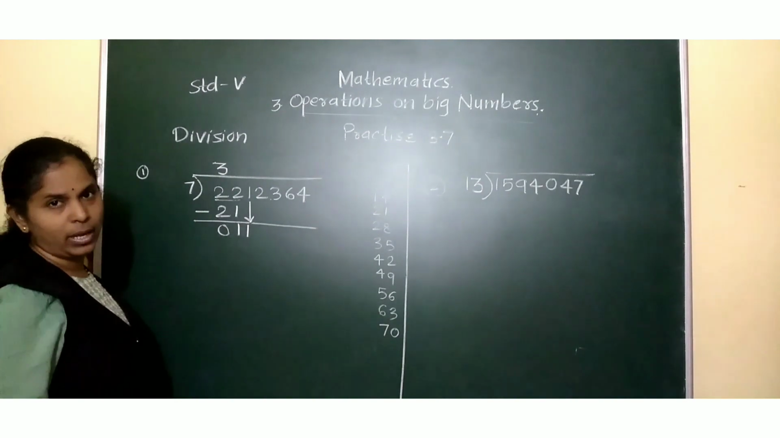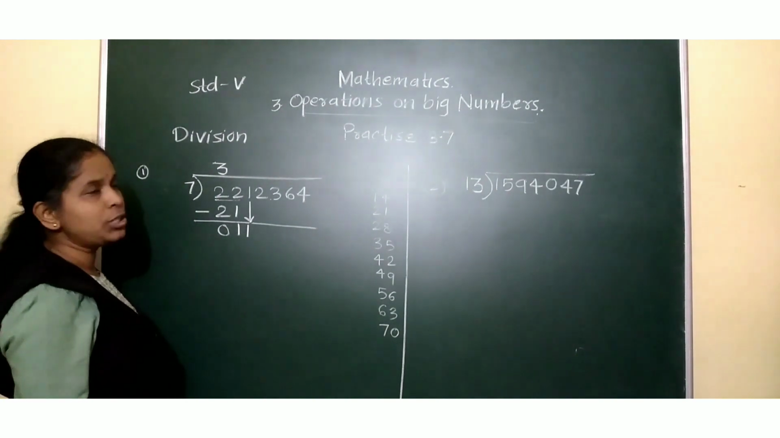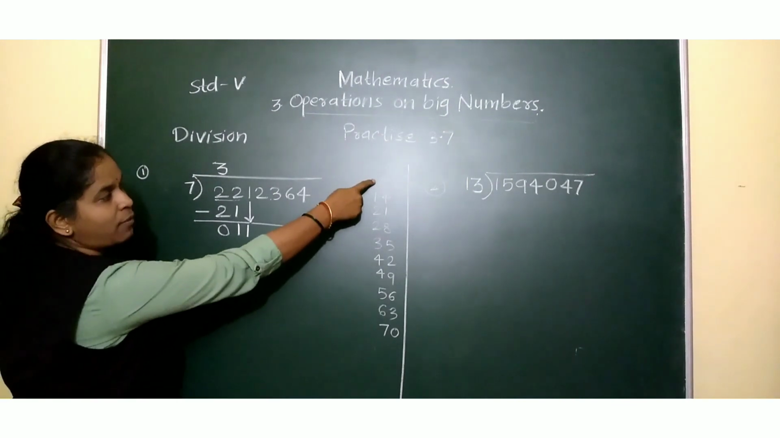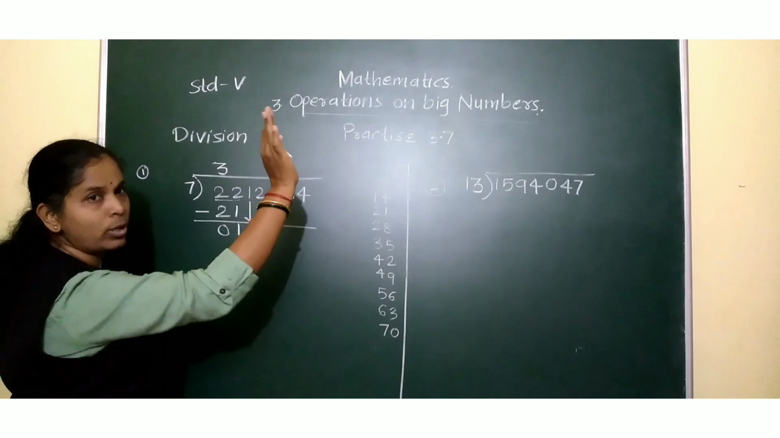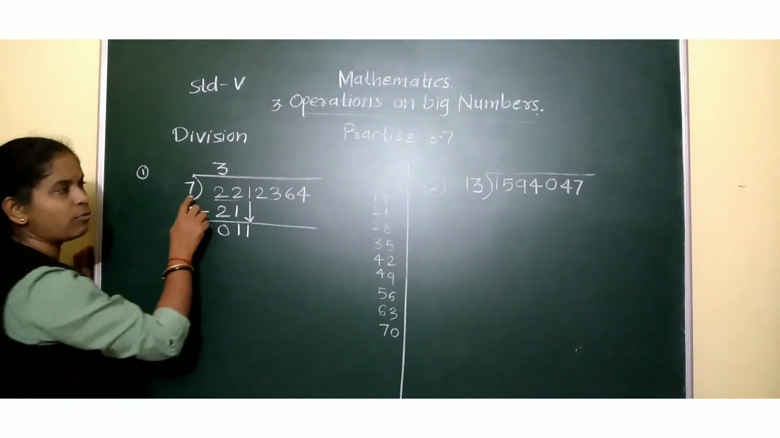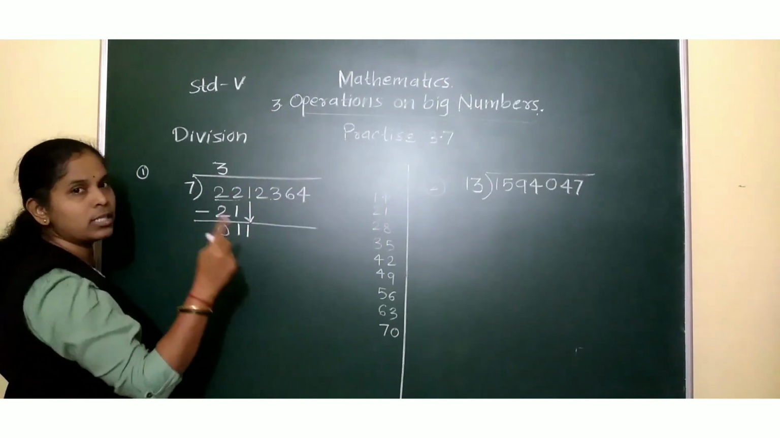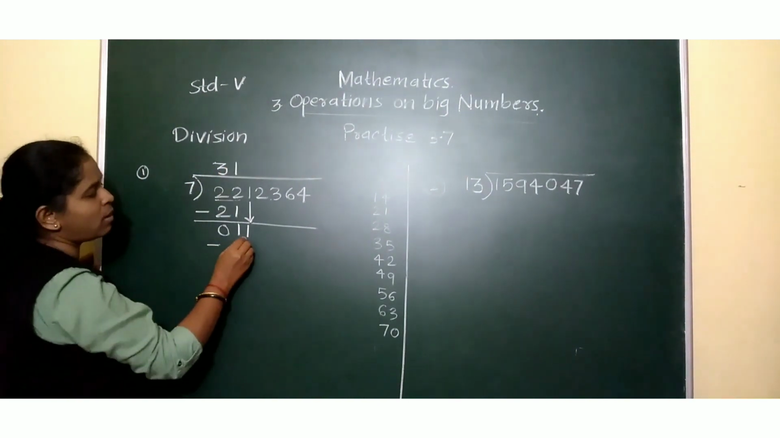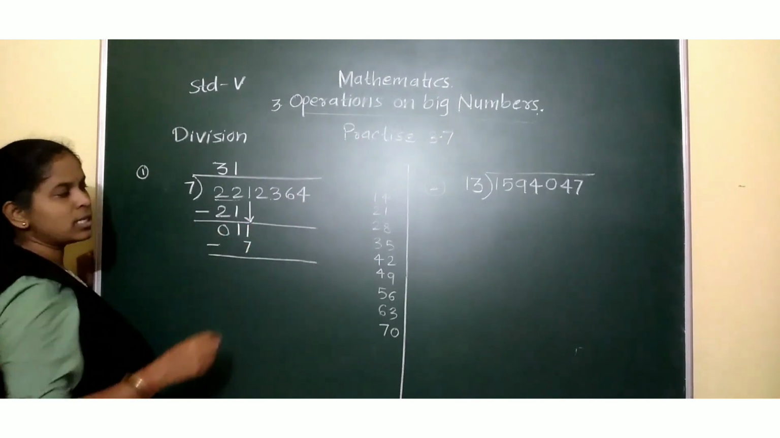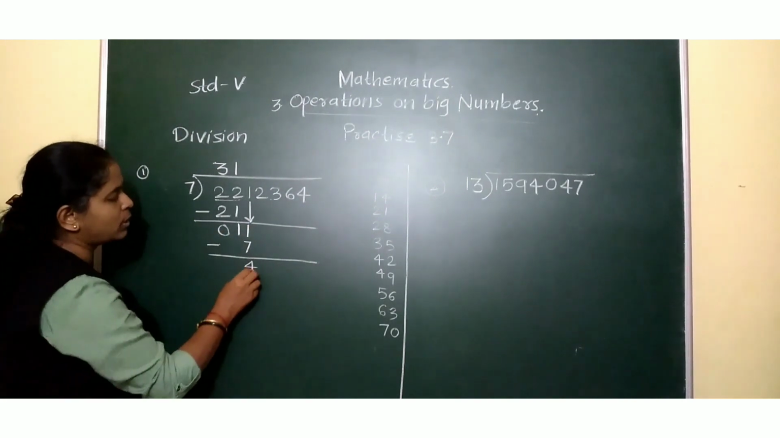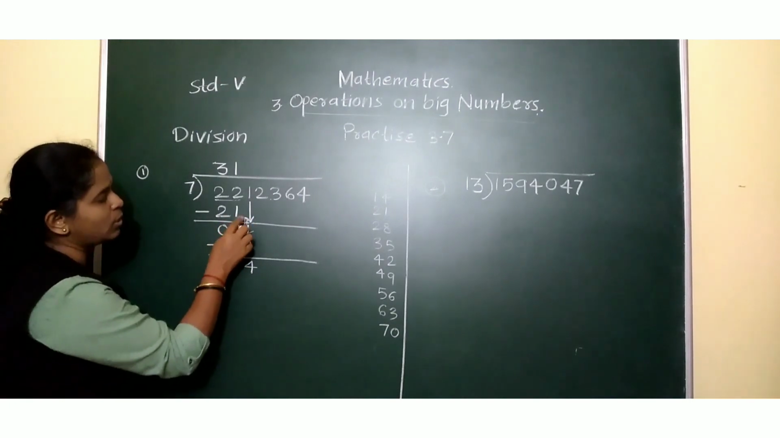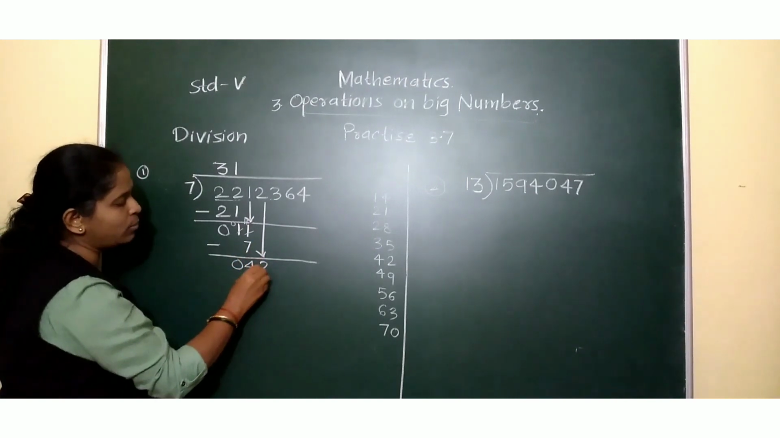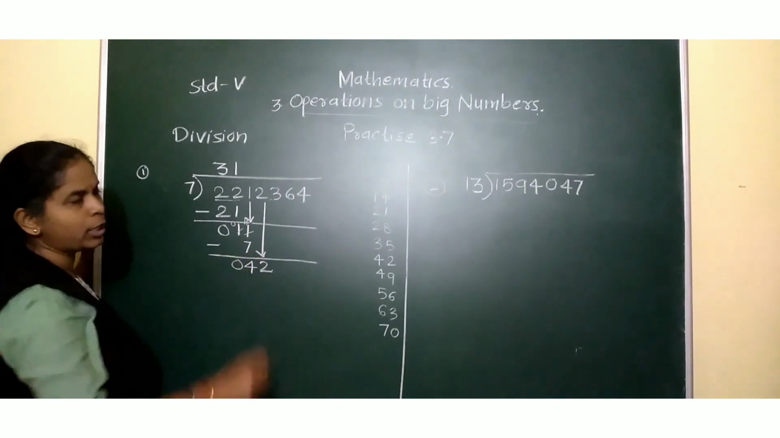Now it became 11. So in 7's table, which number is near to 11 and which will be small? So see, after 7, 14. 14 is greater. So we cannot take. So 7, the number itself only. And 7 is there at which place? 1. 7 1s are 7. Now 11 minus 7, 4. Correct. Means here 11, here 0. Now next, this 2 we have to take down. It will become 42.